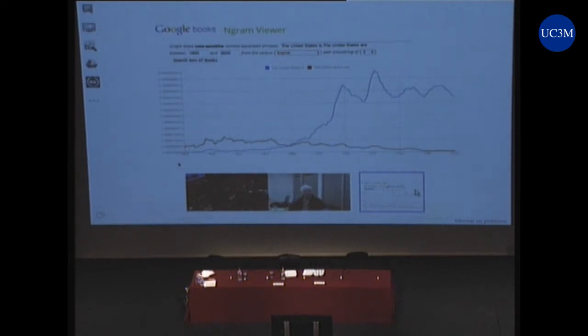And we can see that right up until the Civil War, "the United States are" was more popular, and then after that, "the United States is" became more popular. So we can see the events of history reflected in the counts of statistics of words. So that was one example.